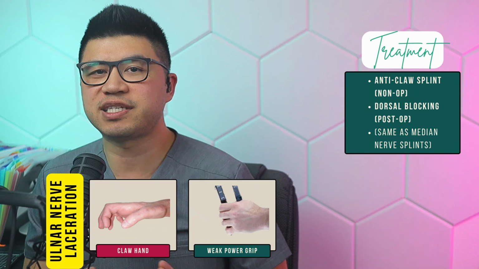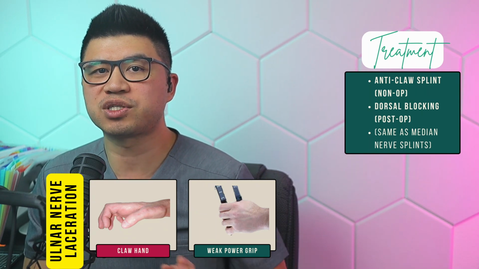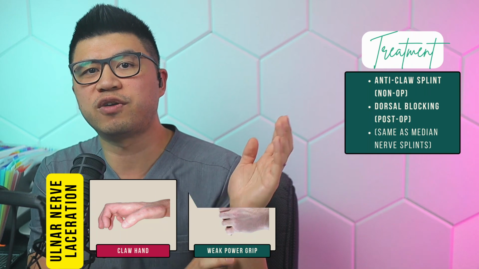One way you can remember this easily is that a dorsal blocking splint is used for both post-op, median, and ulnar nerve traumas. And if you think about it, like the anatomy for the median and ulnar nerve side for the non-op splints, it kind of makes sense that the thenar splint would be used because it is near the thumb in web space, and the anti-claw for the ulnar because of the claw deformity.